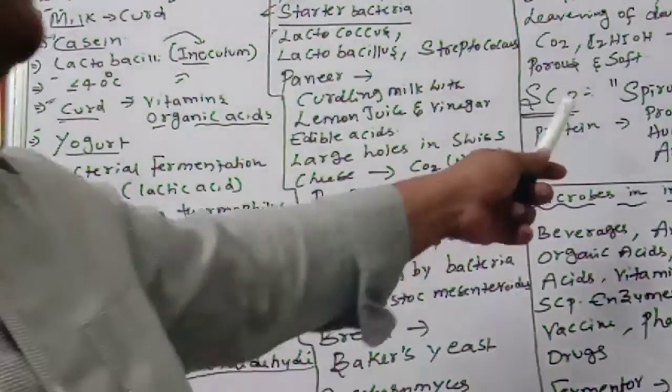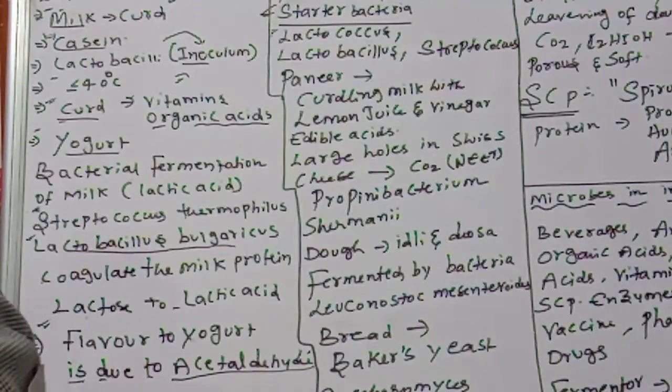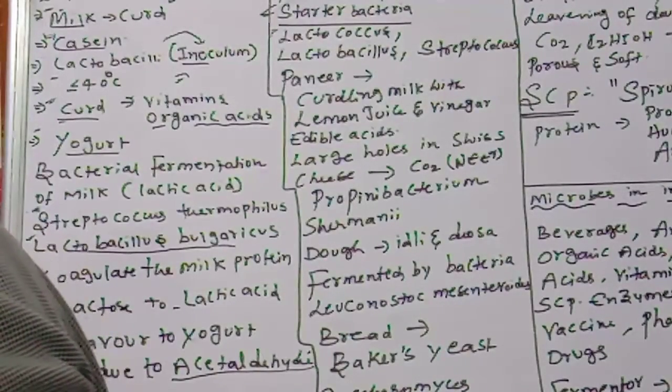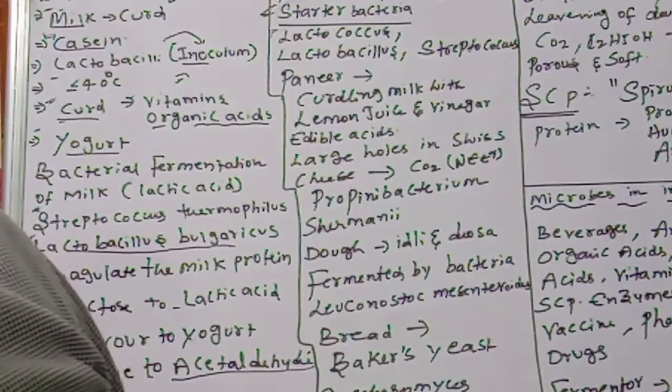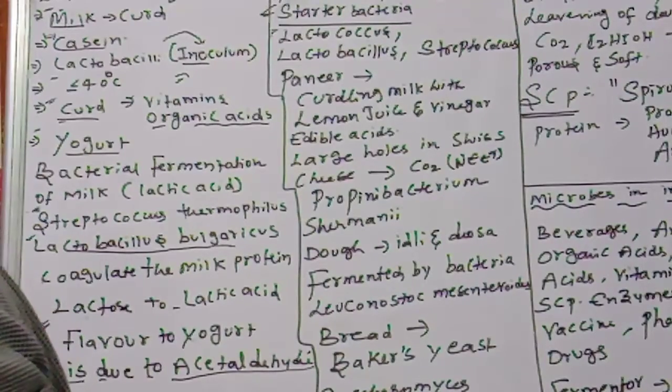Next, come to single cell proteins. What are single cell proteins? These are algae, like Spirulina. From algae we get a large amount of protein. In less time we can produce more proteins, of quality equal to animal proteins. So these proteins are also very useful for human consumption.